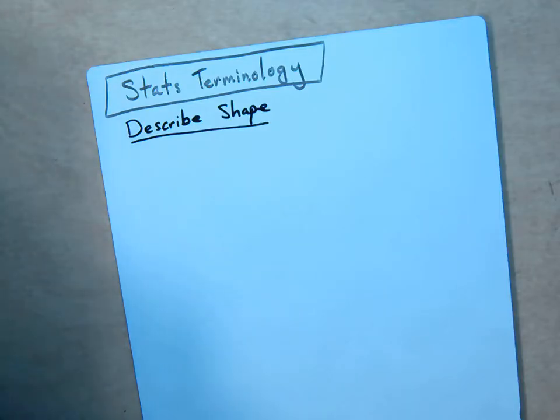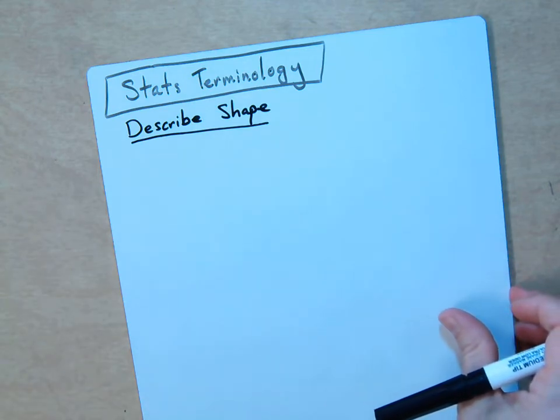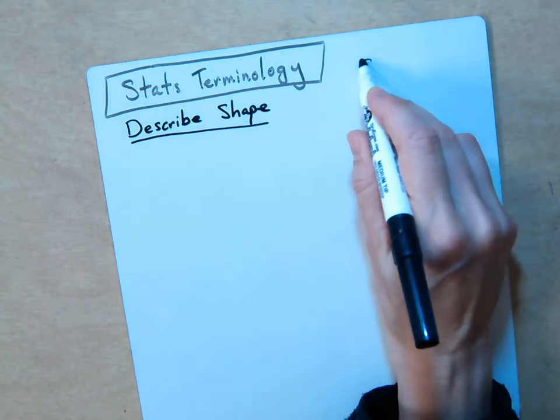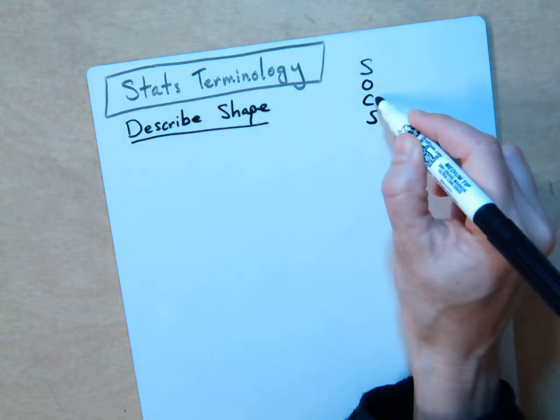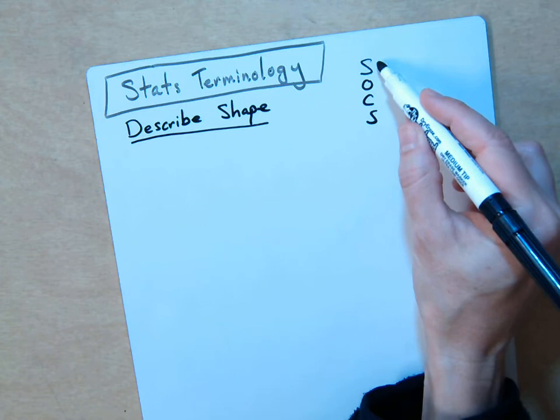Okay, today we're going to go over some terminology for statistics and start with some words that describe shape. A while ago we talked about describing a distribution with our SOCS, S-O-C-S, so shape, center, spread, and outliers. So right now we're just focusing on shape.